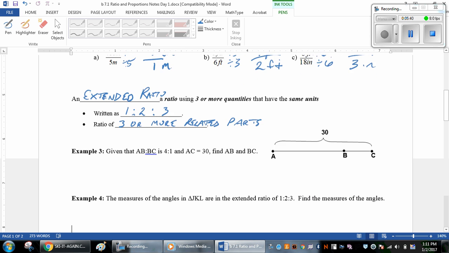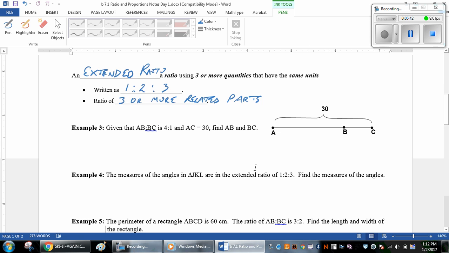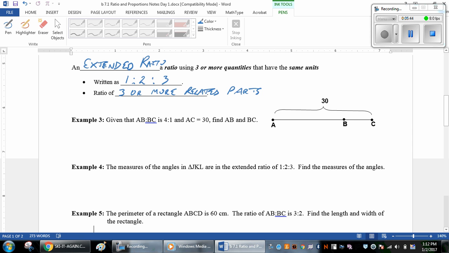Given that the ratio of AB to BC is 4 to 1. So notice now we're talking about these lengths. We have AB here, we have BC, 4 to 1, and AC equals 30. So we have that marked on our picture. Find AB and BC. Okay, so when we see things in a ratio, this ratio has been simplified because we don't know what the exact thing is yet.